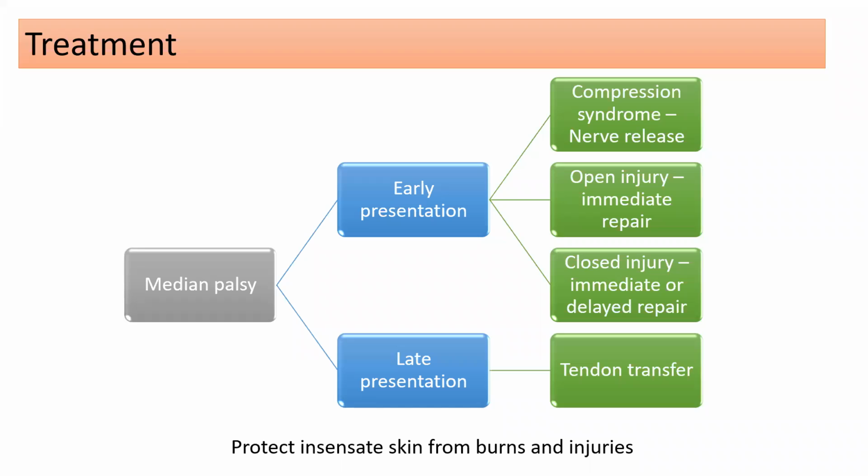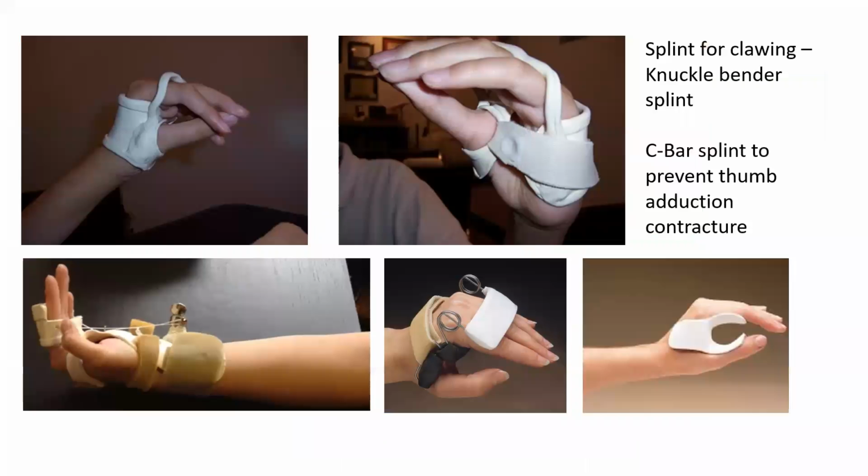And the problem here is all the sensation is on the palmar aspect. So we will have to warn the patient not to touch objects which are too hot as well as too cold, because they won't be able to feel it and they can get burns in the hands. Therefore, we'll have to protect the insensate skin from burns and other injuries.